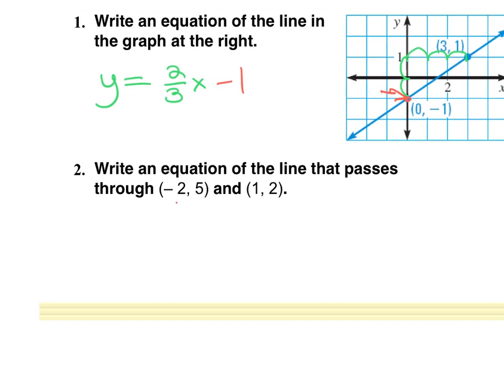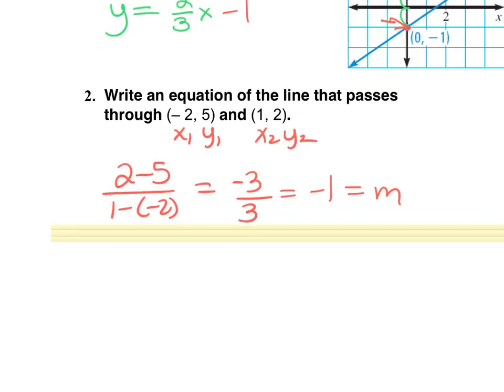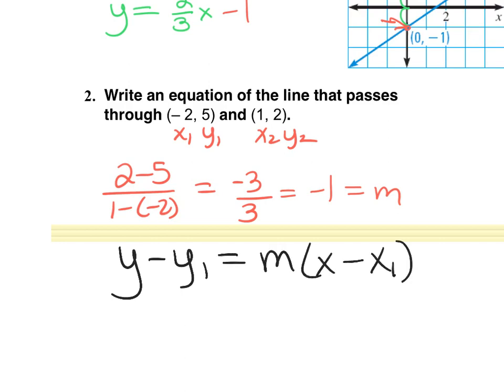So this will be my x1, y1, x2, y2. So here I get 2 minus 5 over 1 minus -2. I get -3 over +3, which simplifies to -1. And that's my slope. I'm now going to use point slope, y minus y1 equals m times x minus x1.